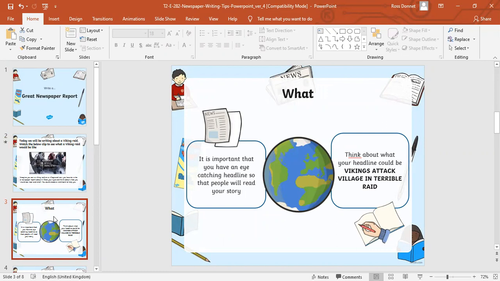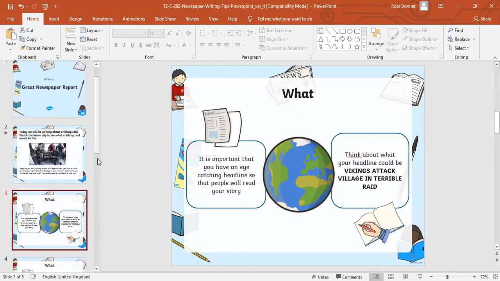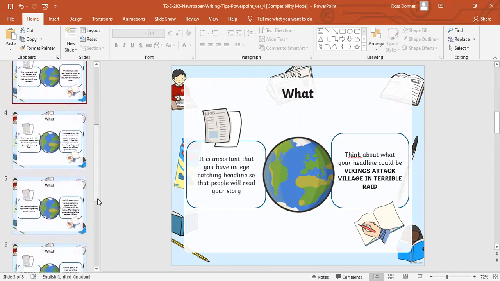Remember, we've talked about how if you don't have an eye-catching headline and it's a pretty boring headline, people aren't going to read the rest of what you have written. So you need to think about a really eye-catching headline, so that people think, oh, I want to read the rest of that story. For example, I've done "Vikings attack village in terrible raid." Straight away I'd be thinking, oh, I want to find out a little bit more about what happened there. So make sure that your headline is quite eye-catching.